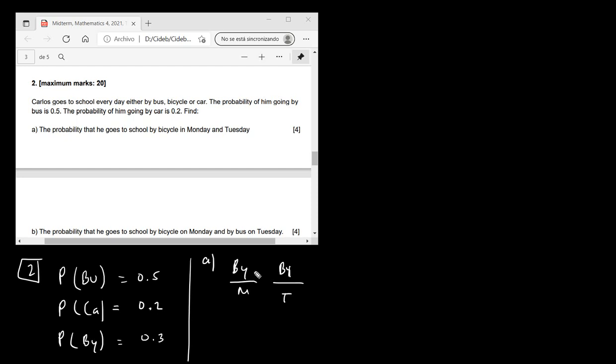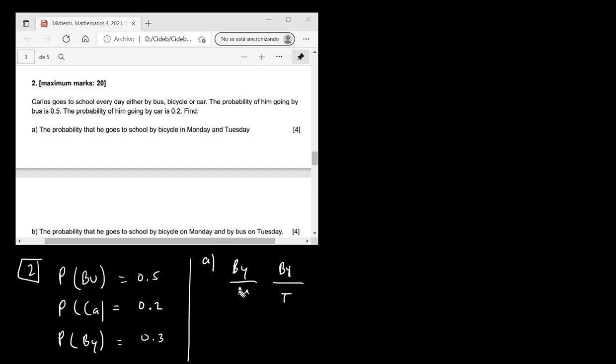Whether he goes, think about Tuesday. Think about Tuesday, and think about this question: what is the probability that he goes by bicycle on Tuesday, given that he has already gone by bicycle on Monday? These two things are independent, guys. Whether he goes on Monday by bicycle doesn't affect the fact that he goes on Tuesday by bicycle. Okay, these two events are independent.